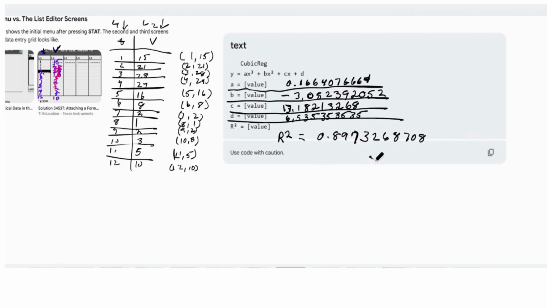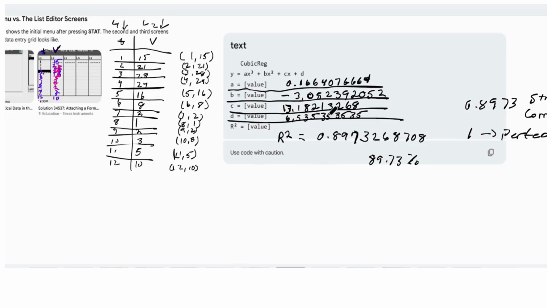So that means it's sitting at around 89.73% accuracy, roughly speaking. That's good because, remember, we want to be close to 1. 1 is perfection, right? 0.8973 is a strong correlation.